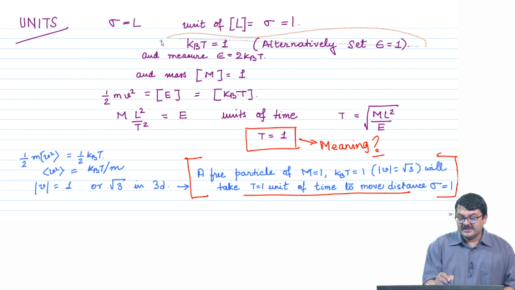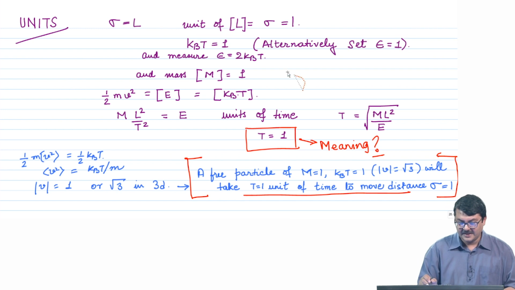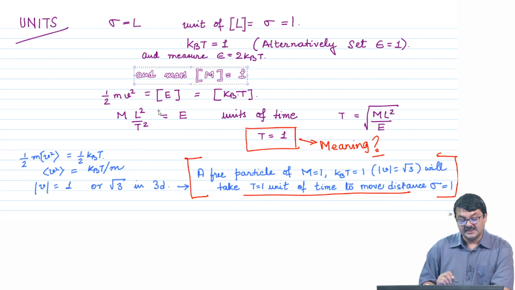The unit of energy we had set as kBT. So, all other units, when you say epsilon is 1, it means that epsilon is 1 times kBT, right, and we had also set mass equal to 1. Now, if you set the values of mass, length and energy, then you automatically get the units of time.